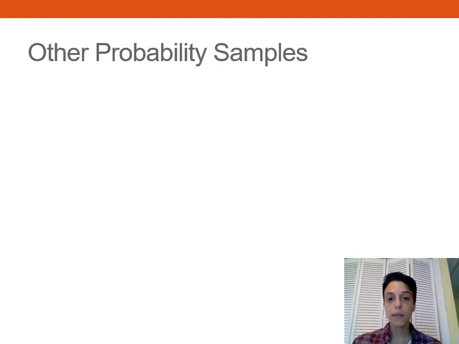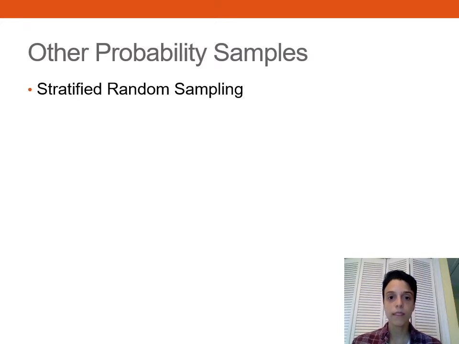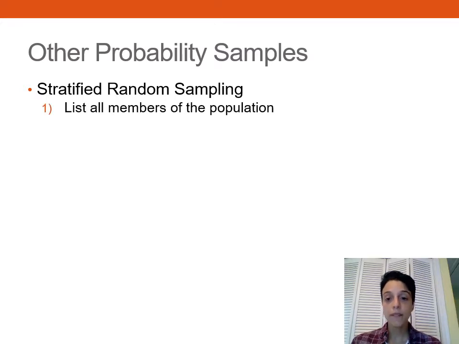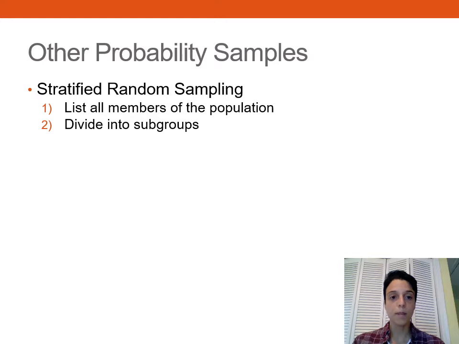Because of that, there are other probability samples that are often used in research. One example of this is something called stratified random sampling. In stratified random sampling, you're going to do the same first step, which is to list all members of a population, but then you're going to divide them into subgroups. So for example, you might be interested in getting a sample that has multiple groups that are divided up by something like participant race. Maybe you want to get attitudes about the death penalty among people who are white, people who are black, people who are Asian, and people who are of other races as well.